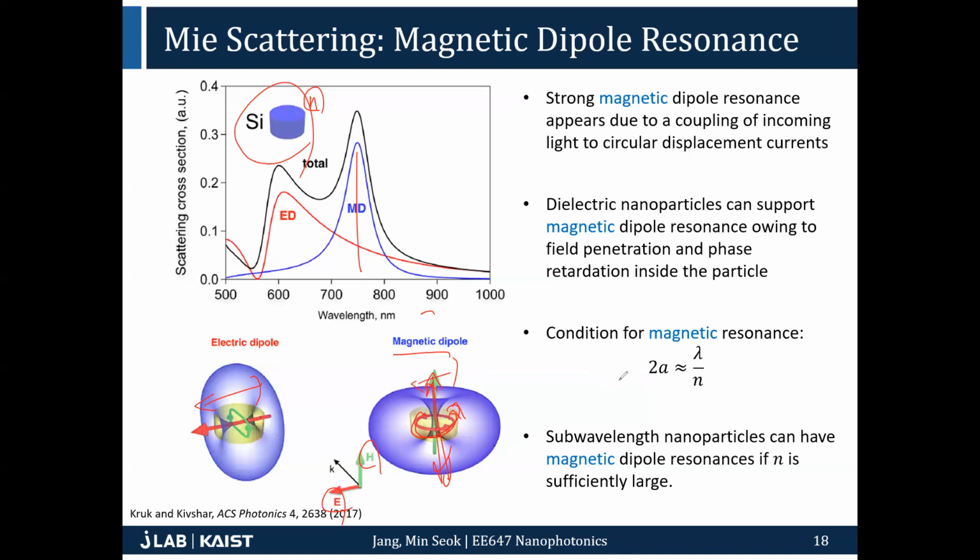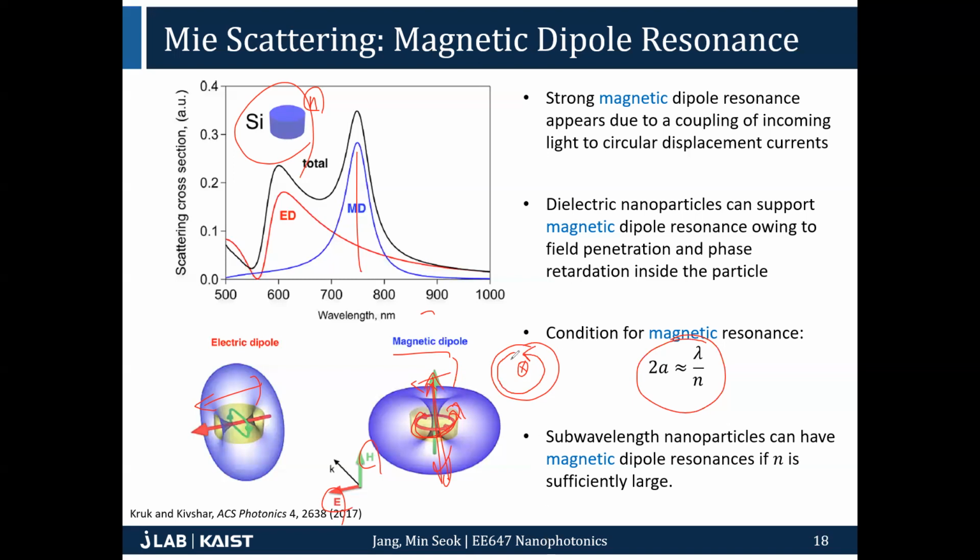So the size of the particle must satisfy a relation like this in order to get the resonance. What I mean by resonance is, if you look at this particle from the top, your magnetic resonance is going back and forth like that, and then you have an oscillating electric field that looks like this.